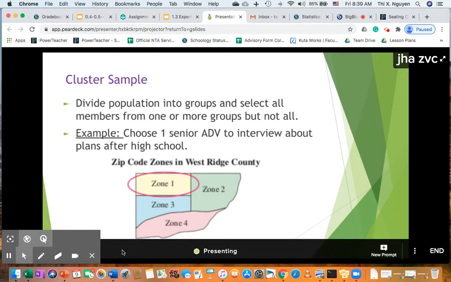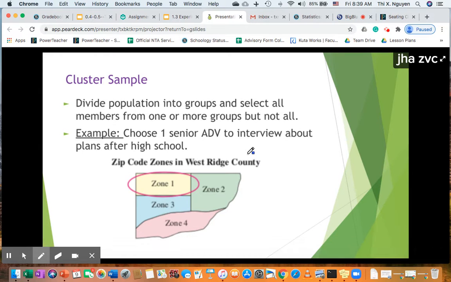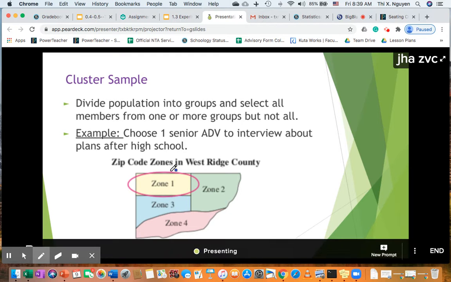So cluster is a little different than stratify in that with cluster you still split into groups, okay? But instead of pulling the same member from each group, you can do the whole group for the survey, or you can ask questions. You can pull one, or you may pull more than one group, but you do the entire group.